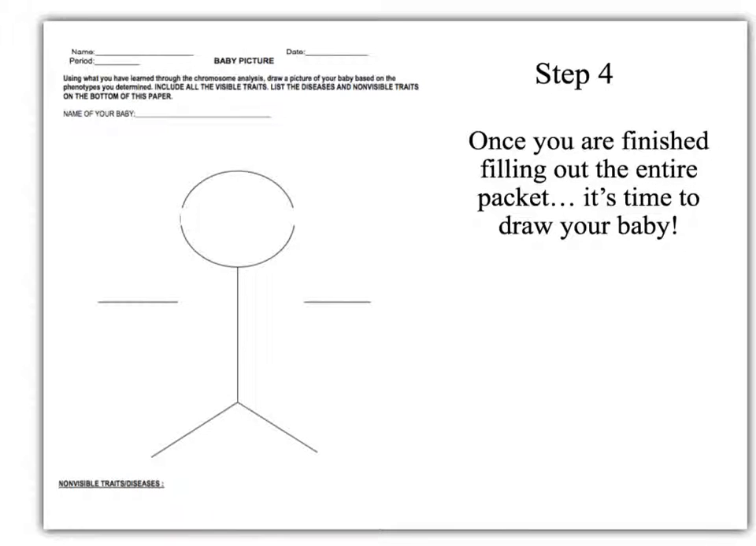So once you're all finished, you can get this paper from us. And it's time to draw your baby. So you're basically just going to draw all the characteristics you have gotten from your baby. So whether they have curly hair, wavy hair, any physical characteristics are going to be drawn right here on your baby. You also have to come up with the name for your baby. And then here at the bottom you see it says non-visible traits or diseases. So we threw in a few of those. So this is if your baby has hemophilia, or if they have halitosis, which is bad breath. You can just go ahead and list those non-visible traits at the bottom.